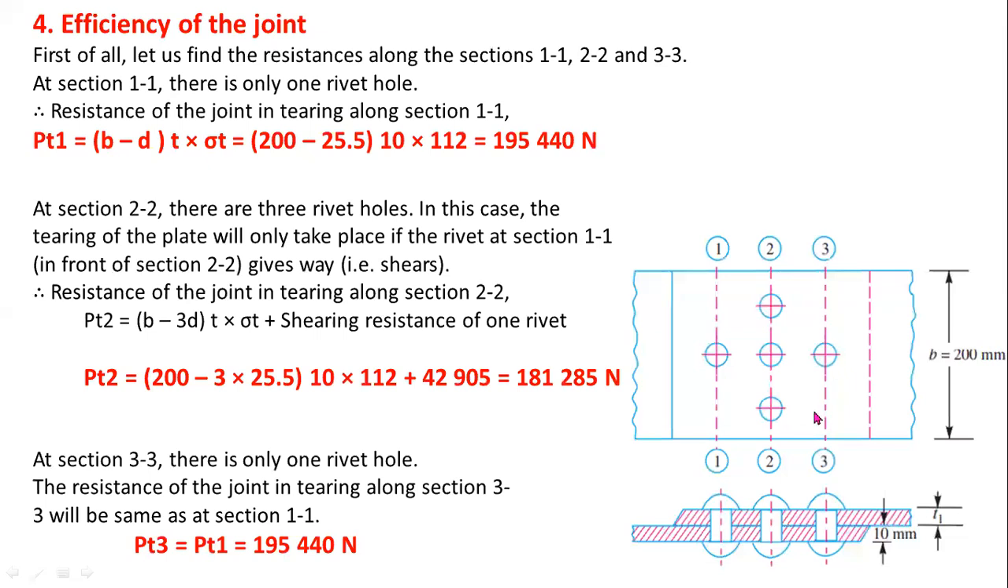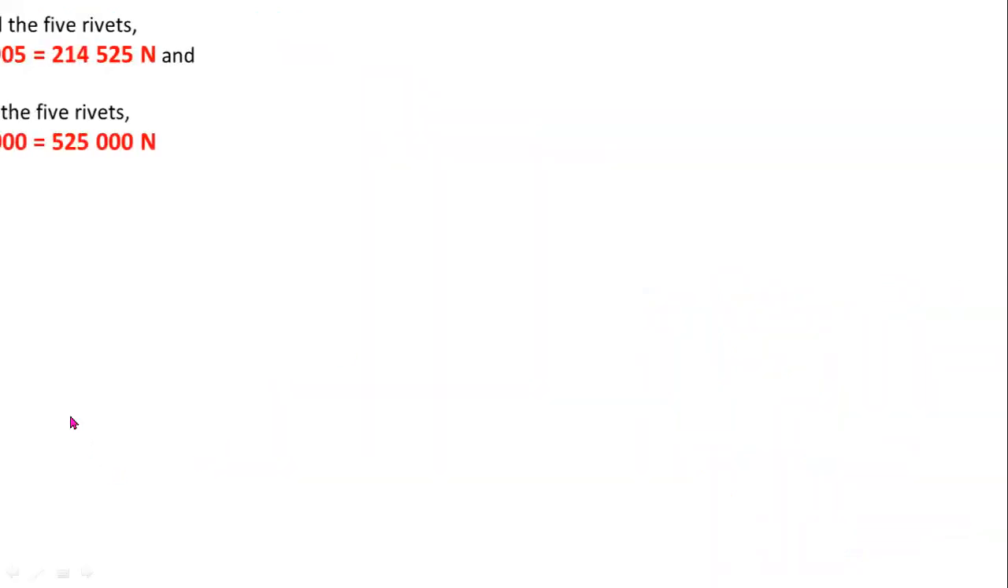At section 3.3 there is only one rivet, so you have to consider the tearing strength as PT1. PT1 equal to PT3, 1,95,440. From these 3 values, the least value is 1,95,000 and 1,81,000. From these 2 values, the least value is 1,81,000. 1,81,285 is the least value.